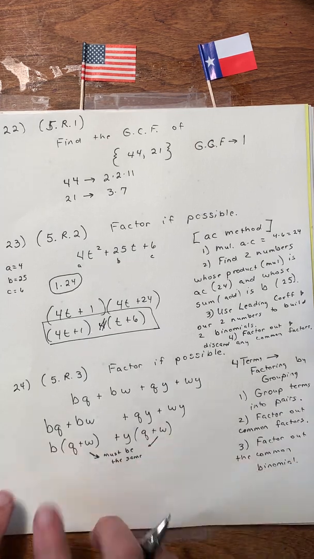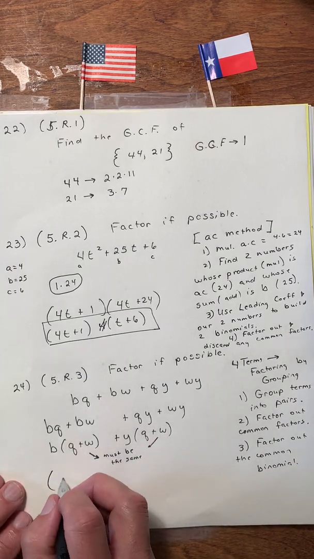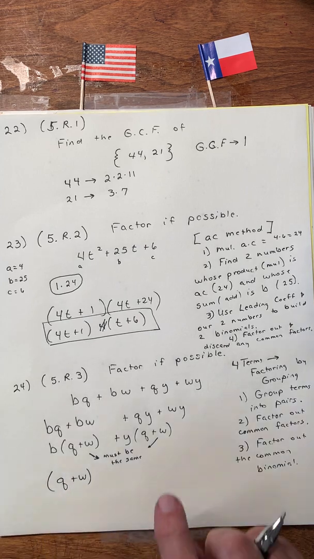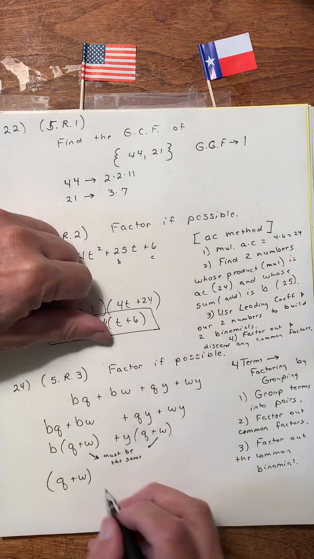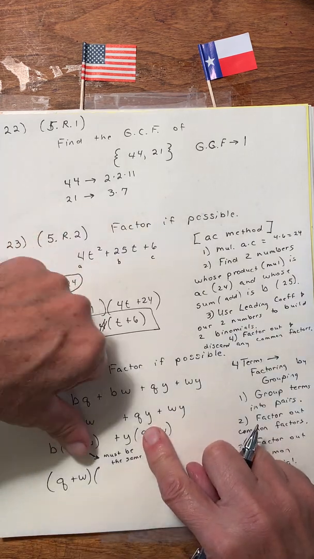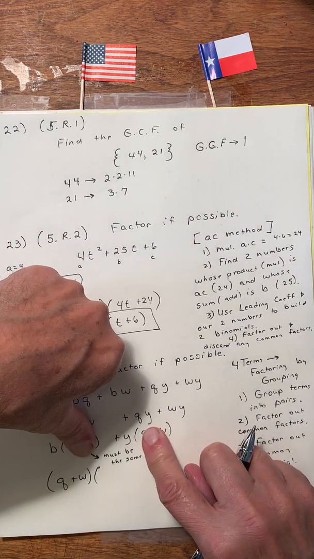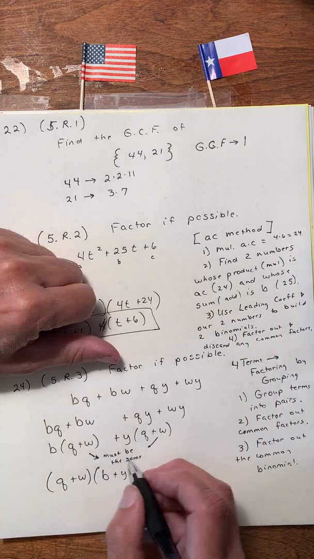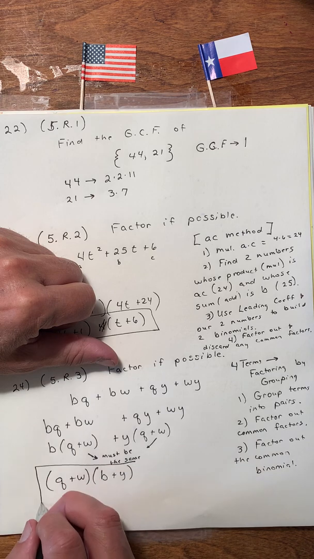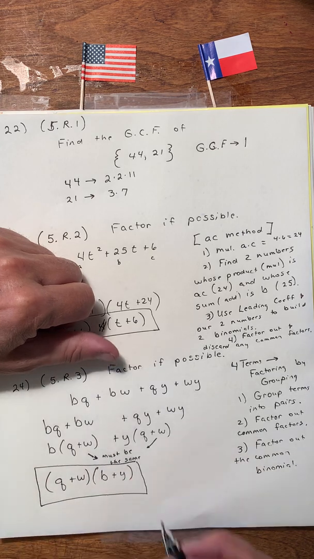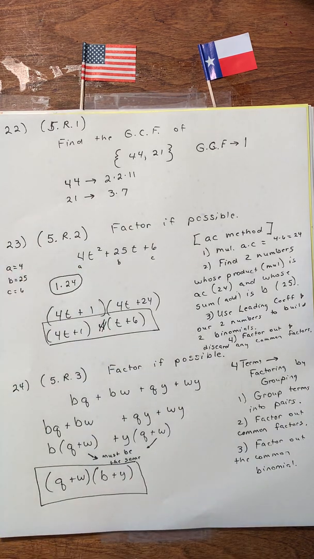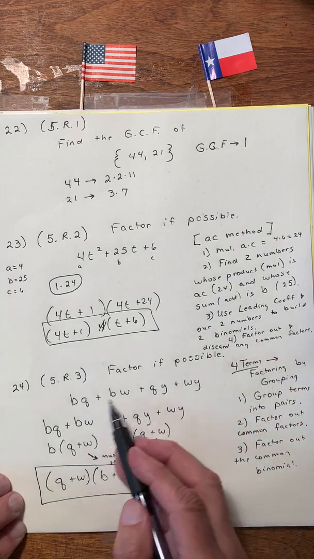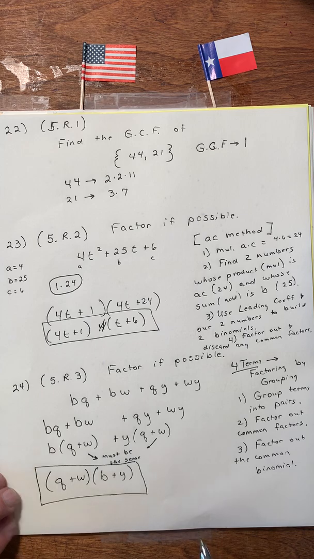So I factor out the common binomial. I keep it in parentheses. It's a quantity by itself. Anytime I factor out a common factor, I'm going to have parentheses. When I take out the Q and the W, what's left? B plus Y. This is when you're finished factoring by grouping, when you have a binomial times a binomial. Again, 4 terms, think factoring by grouping.